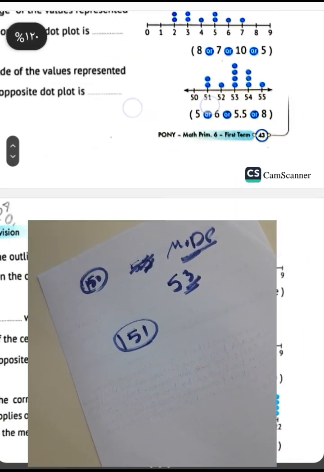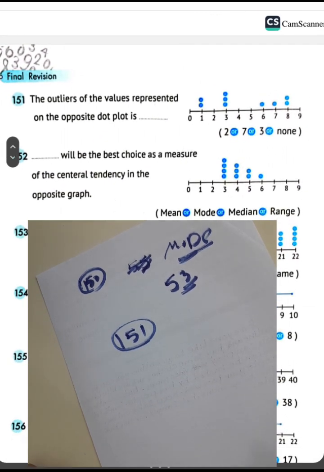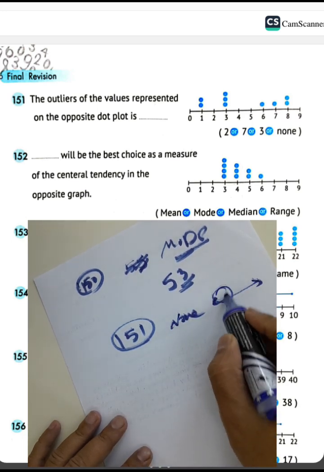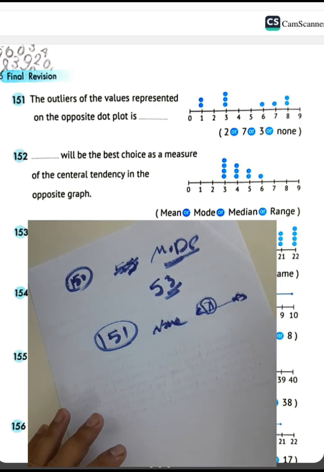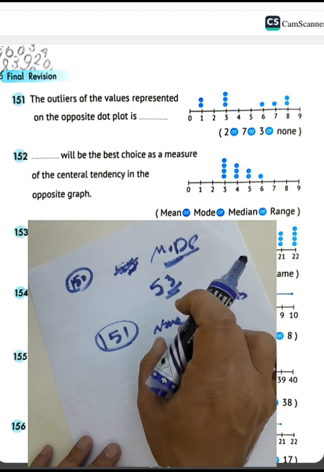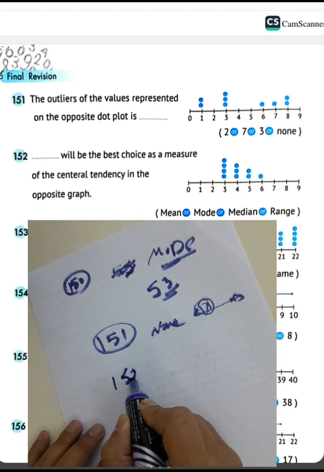Question 151. The outliers here, what will they be, represented on the data plot? Who can tell me the outlier here for question 151? We don't have an outlier here, okay? It will be none. An outlier is a point far from all the other points, to the right hand side or left hand side, with a large distance between it and the rest of the points. So we don't have outliers here. Question 152.